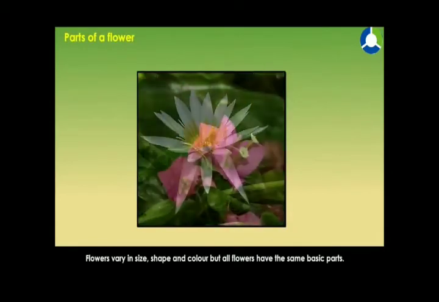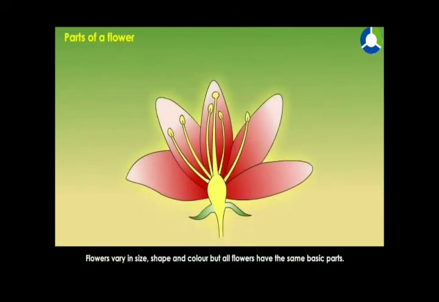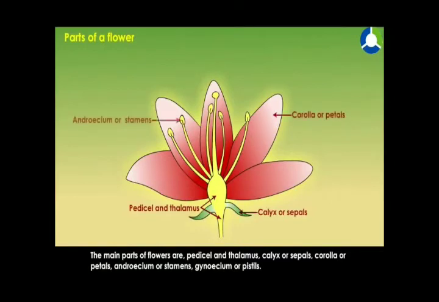Flowers vary in size, shape and color, but all flowers have the same basic parts. The main parts of the flower are pedicel and thalamus, calyx or sepals, corolla or petals, androecium or stamens, gynoecium or pistils.